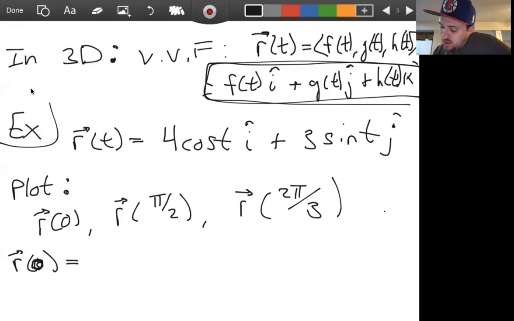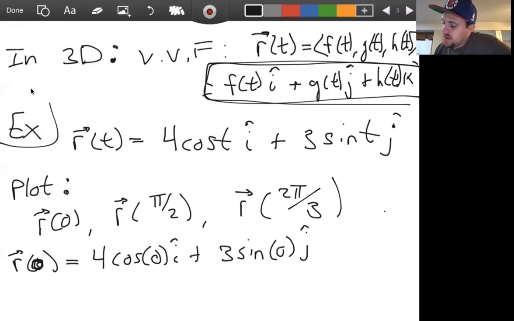So let's say this is the vector 4 cosine of 0 i hat plus 3 sine of 0 j hat, which is the vector. Cosine of 0 is 1, so in the x component we have 4. Sine of 0 is 0. So we get the vector 4, 0.